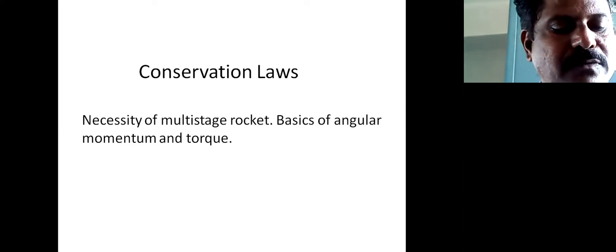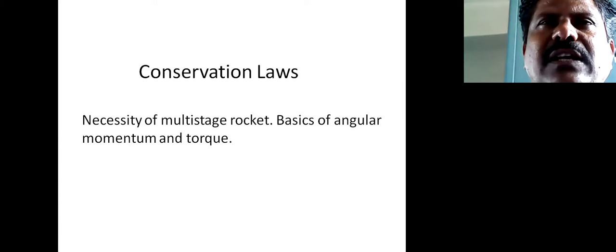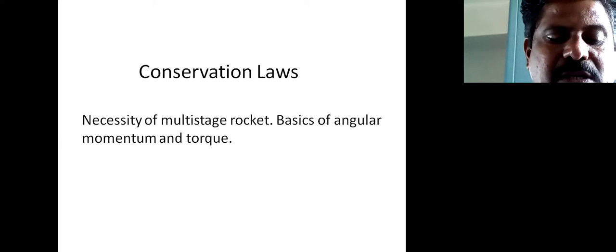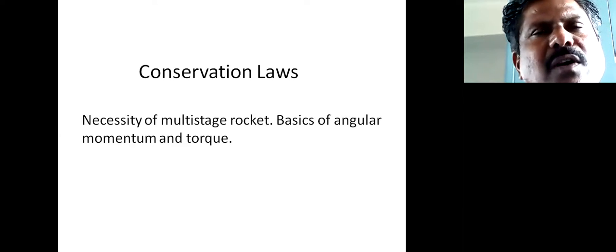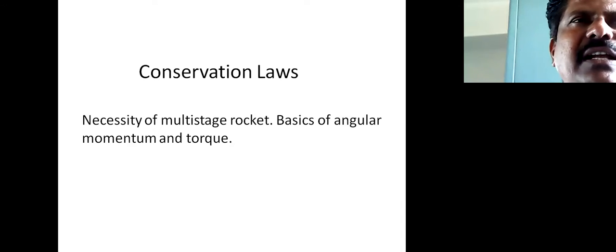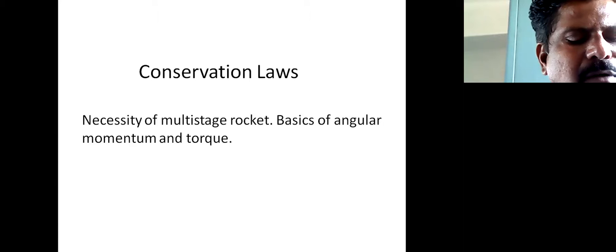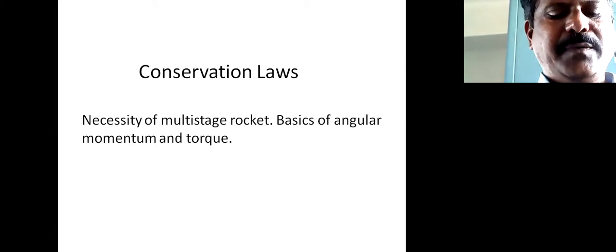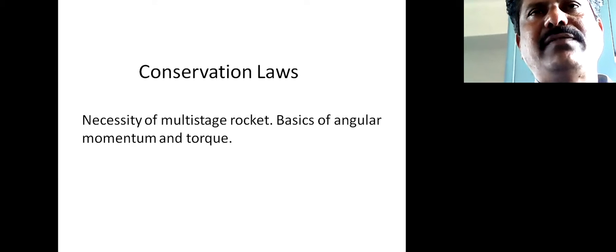So let's see how multi-stage rockets work. If your rocket has two engines, then we call it a double stage rocket. Two rockets are combined together in a series, so the two engines are joined in a series connection. That we call a double stage rocket. Here, the first stage is large and heavy, and the second stage is comparatively small and light.